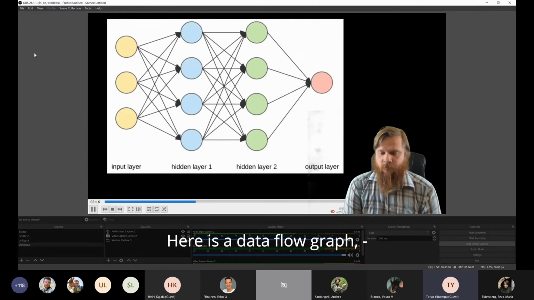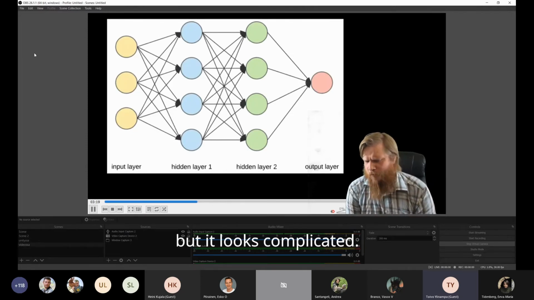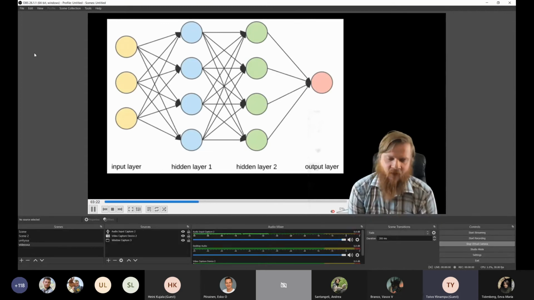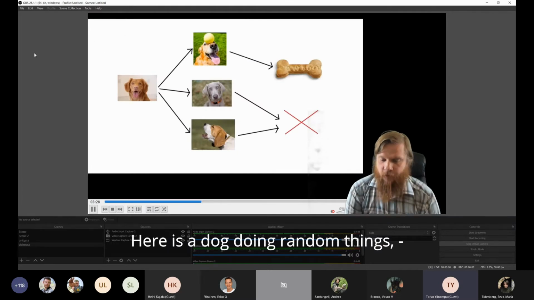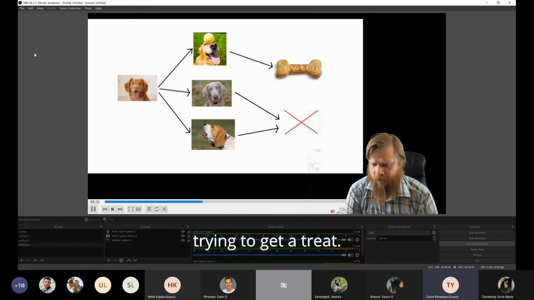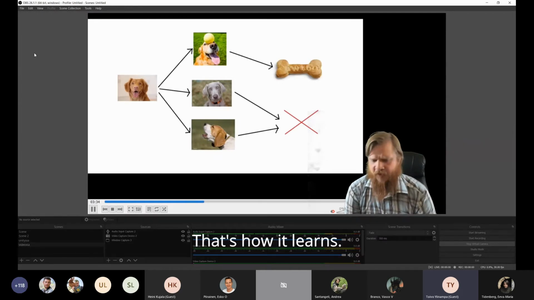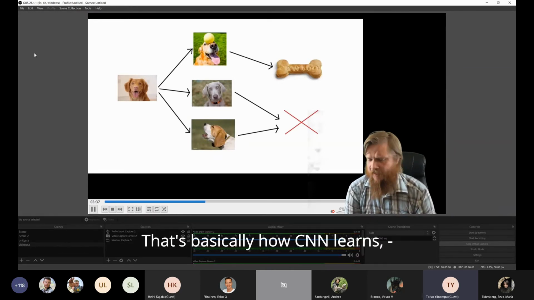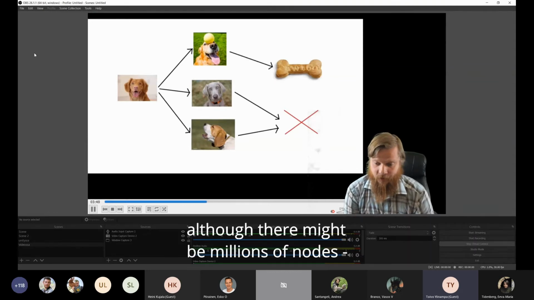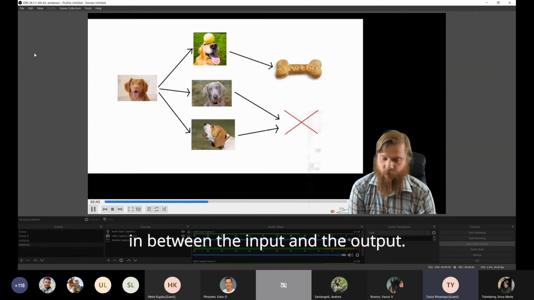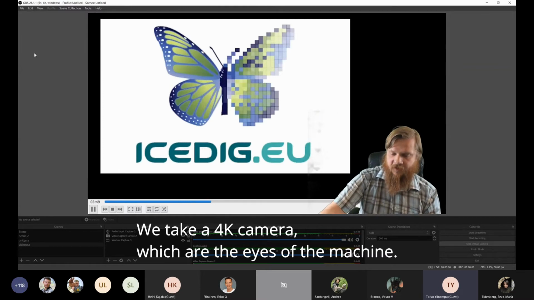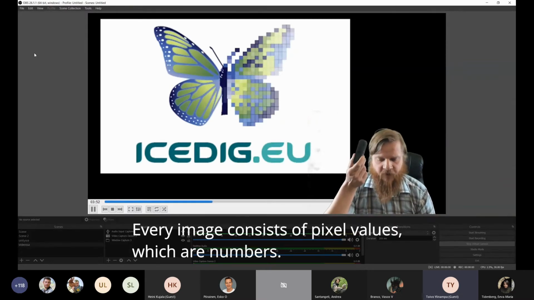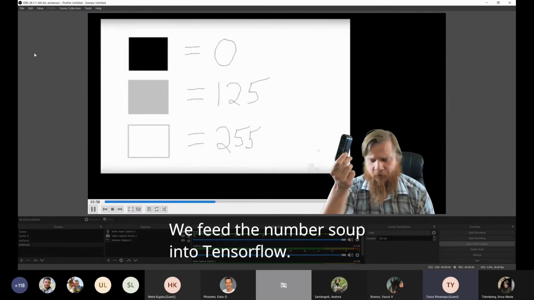Okay. Here is a data flow graph, but it looks complicated. Let's have an analogy. So, here is a dog doing random things, trying to get the treat. With correct behavior, it gets it. That's how it learns. That's basically how CNN learns, although there might be millions of nodes in between the input and the output. Well, what is the input? We take a 4K camera, which is the eyes of the machine. Every image consists of pixel values, which are numbers. We feed the number soup into TensorFlow.